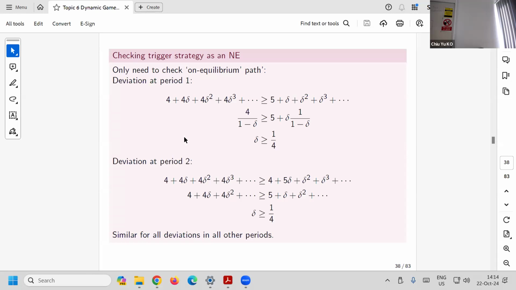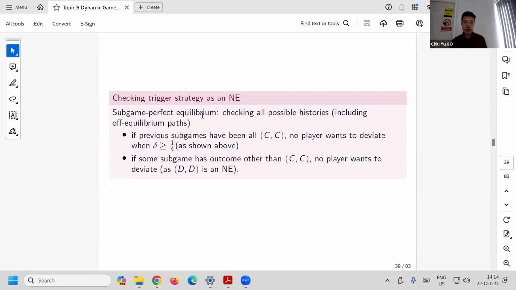But we need to check subgame perfect Nash equilibrium. That's slightly more complicated, because we don't have a last stage, so we can't use backward induction. What does that mean? We have to check all possible histories to see that this is still a Nash equilibrium. There are only two types of history. One is everything is CC so far. The other is some outcome other than CC. If everything is CC, then we know that when delta is more than 1/4, it's the case.